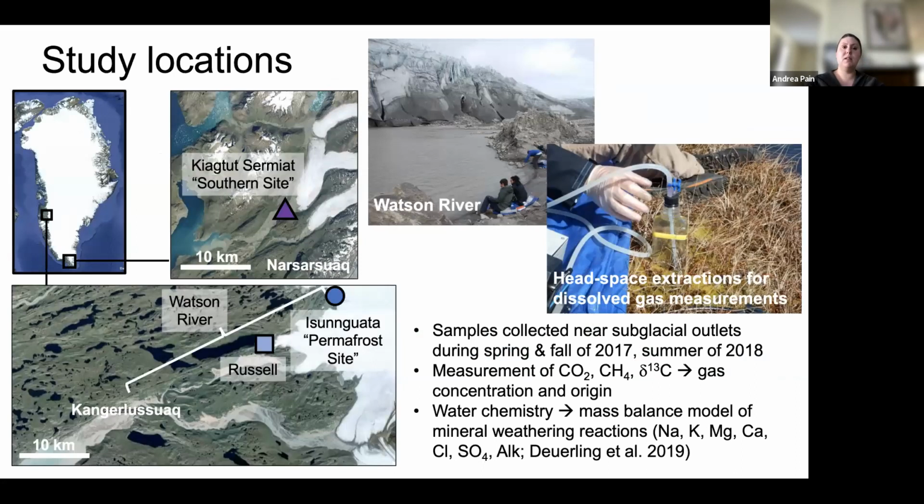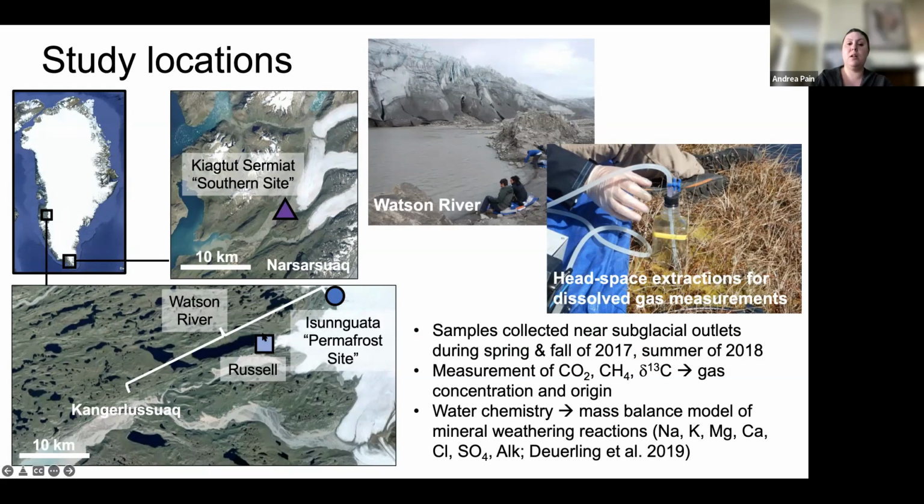So I'm going to be showing data from 3 different glacial outlet sites. 2 of them are in the southwest of Greenland, and they drain to the Watson River. This is one of the largest and best studied glacial meltwater rivers of the Greenland ice sheet. So I'll present data from 2 different sites here. The first is called Issunguada, which I'll just refer to as the permafrost site because this is very near to where some subglacial permafrost has already been identified.